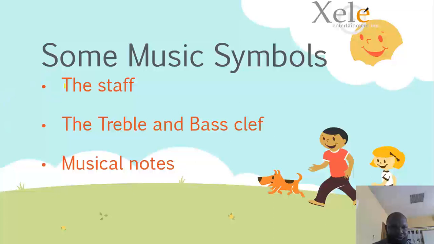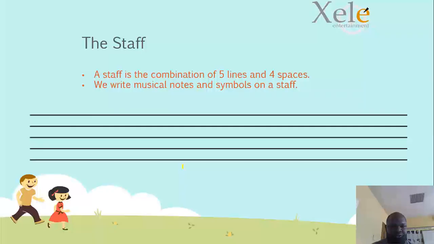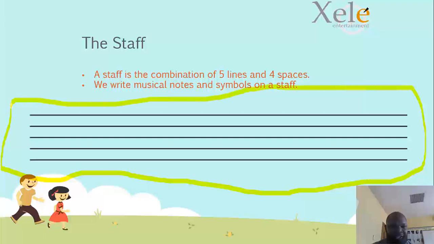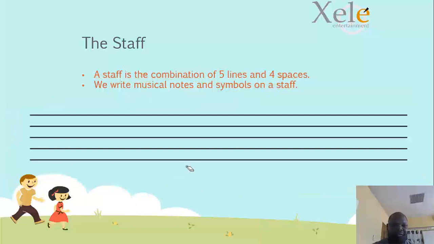As already said, today we'll be looking at some symbols. The first of them being the staff, the treble and bass clef, and finally musical notes. So what you have on the screen here is a staff. The staff is simply the combination of 5 lines and 4 spaces.